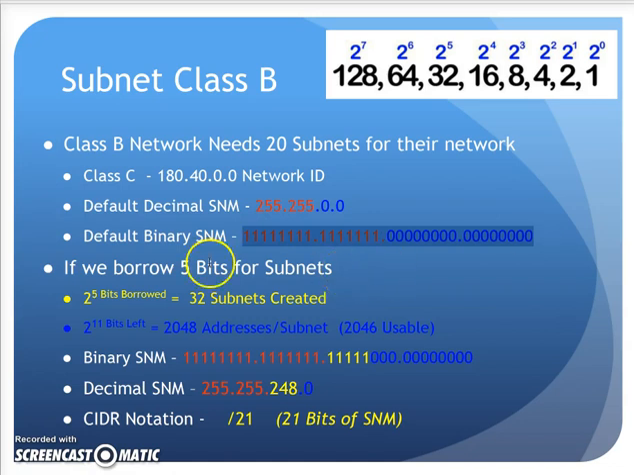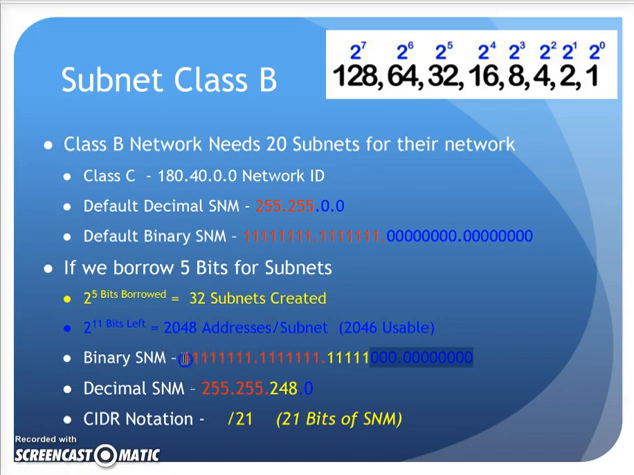We have determined that we need to borrow 5 bits for subnets. Okay, so maybe they need 15, 20, or I should say 25, 30 subnets. So we need to borrow 5 bits to get the job done. So 5 bits borrowed. 2 to the 5 is going to give me 32 subnets. What I'm going to have left is, well, I might need to write it out to be sure. There's my 5 bits borrowed. When I do that, I'm left with 11 bits. So 2 to the 11 is going to give me 2048 addresses per subnet, of which 2046 are usable.